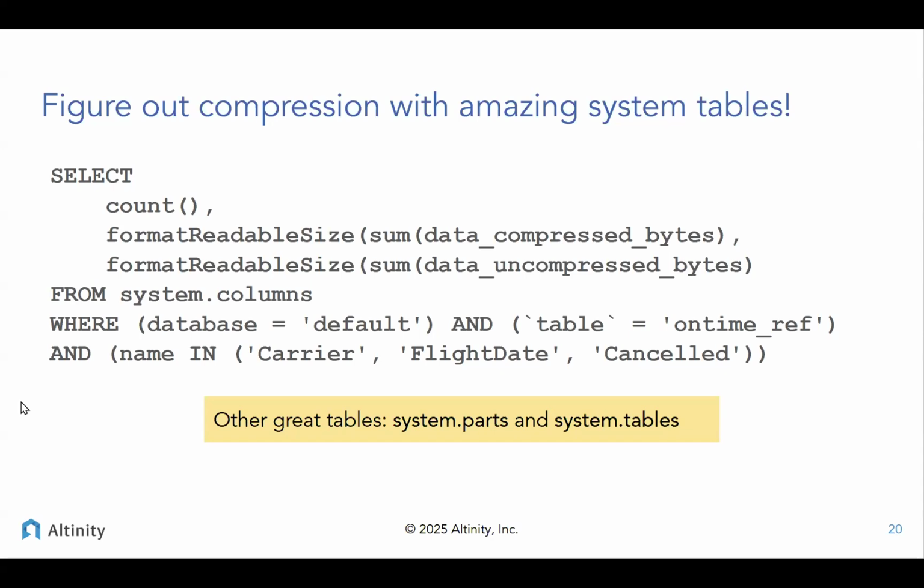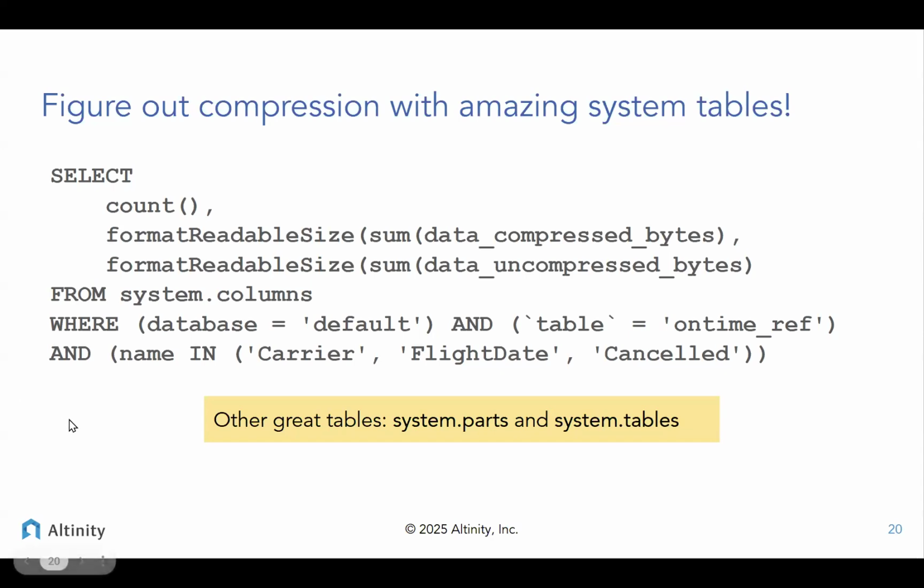There's also a system.parts table, which tells you all the data about parts, and there's a system.tables table, which tells you all the data at the table level. The uncompressed and the compressed size are just columns in this table, totally easy to find out.